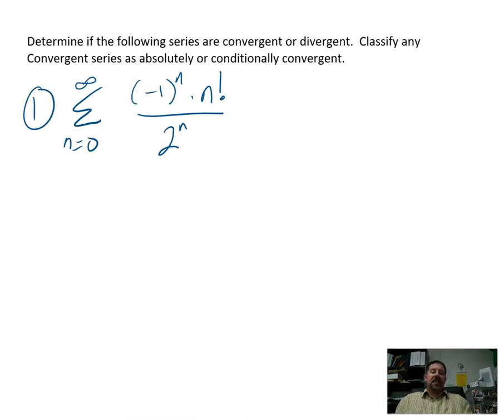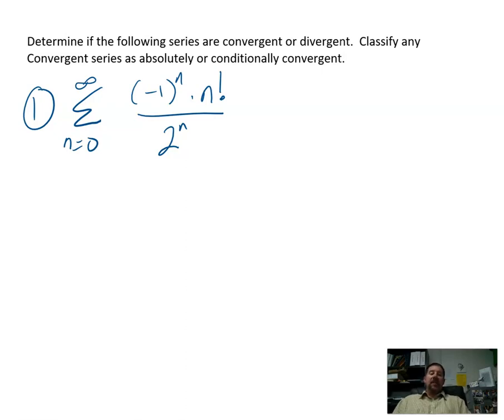All right, so let's use this idea of absolutely and conditionally convergent and look at a few series. We want to first see if they are convergent or divergent. If they are convergent, then we're going to want to classify them as absolutely or conditionally convergent. All right? So the first one here we have the sum of negative 1 to the n times n factorial over 2 to the n. And I want to see, is this going to be convergent or divergent? And then if it is, is it absolute or conditional?